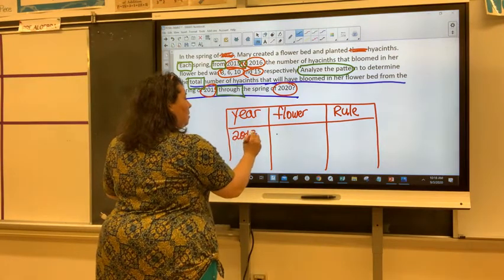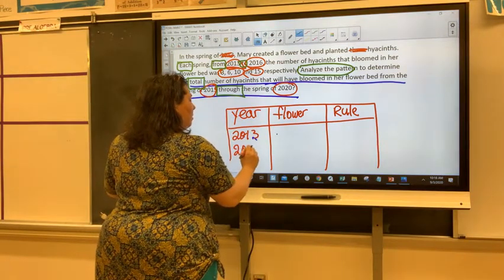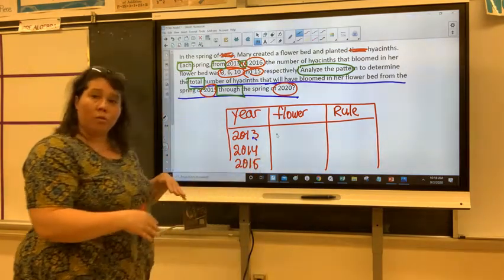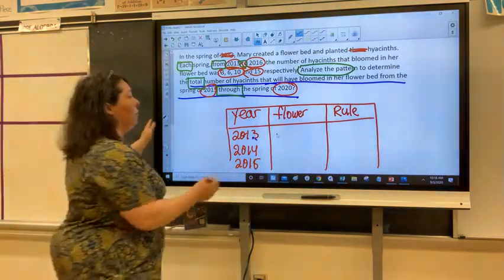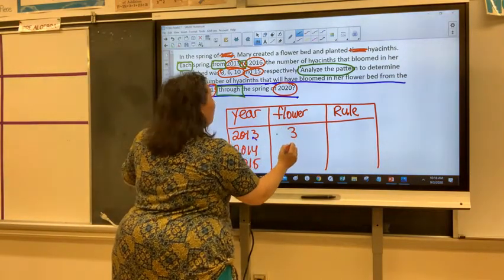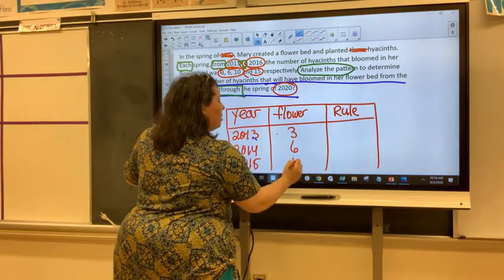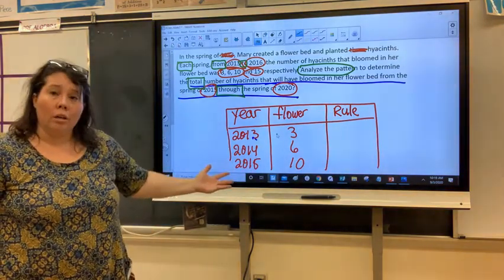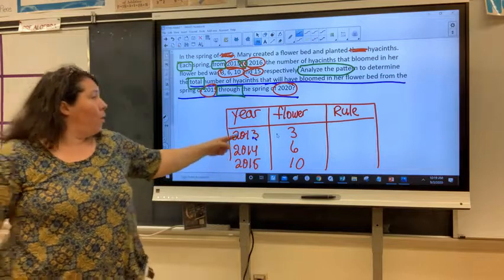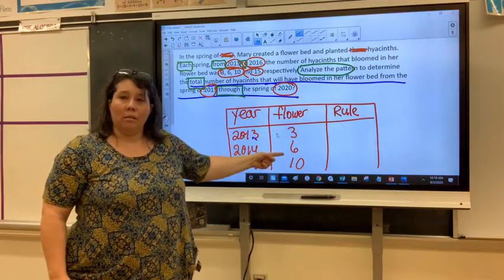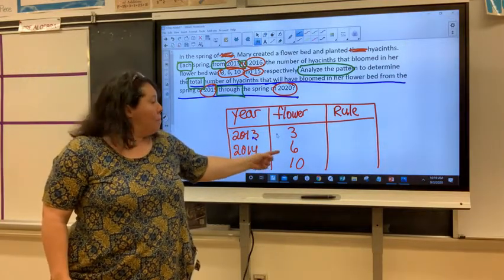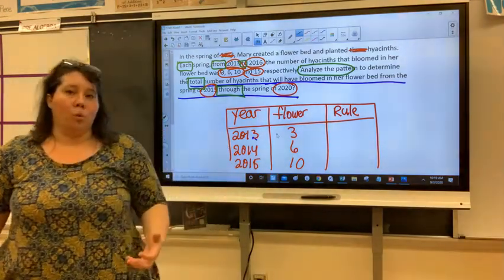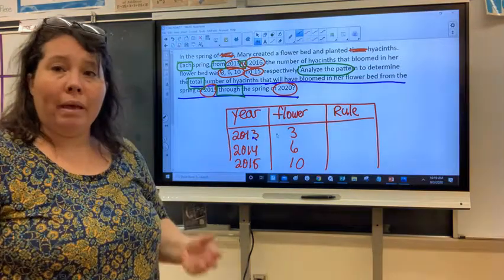2013, 2014, 2015, 2016, all the way down to 2020. And you're going to fill it in. 3 flowers, 6 flowers, 10 flowers, 15 flowers. So now you're going to look and think about what is going on from 3 to 6. Well, is that the same thing that happens from 6 to 10? So you have to think about what your rule is, and that rule is going to be your pattern.